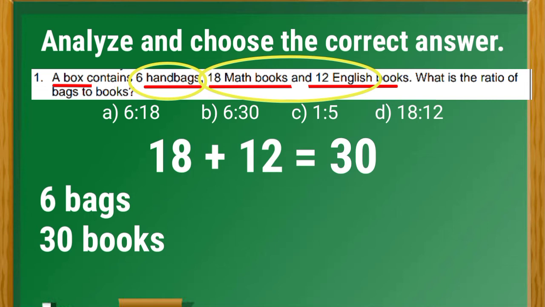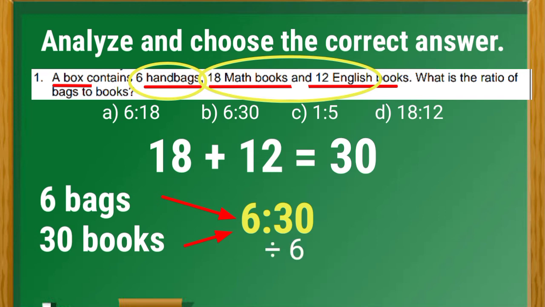Is it A, 6 is to 18, B, 6 is to 30, C, 1 is to 5, D, 18 is to 12? I think most of you would say letter B, because there are 6 bags and 30 books. But take note that if the ratio can still be simplified, you are going to simplify. Look at the ratio 6 is to 30. Can we still simplify it? Yes, by dividing 6 and 30 by 6.